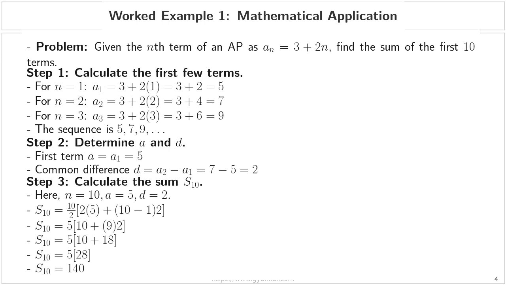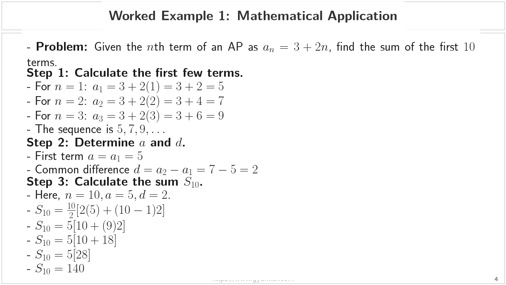In this specific problem, we are looking for the sum of 10 terms, so n equals 10. We already know that a equals 5 and d equals 2. Let's plug these into the formula for S sub n, which is n divided by 2, multiplied by the quantity of 2a plus the quantity of n minus 1, times d. Substituting our values, we get 10 divided by 2, multiplied by the quantity of 2 times 5, plus the quantity of 10 minus 1, times 2.